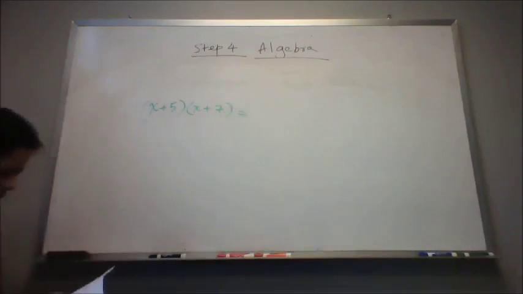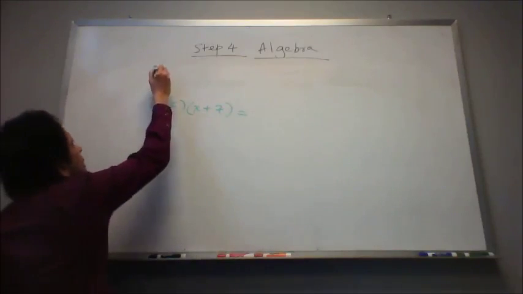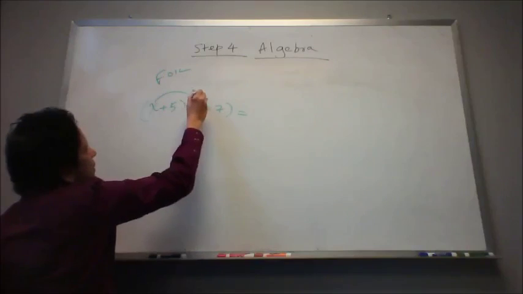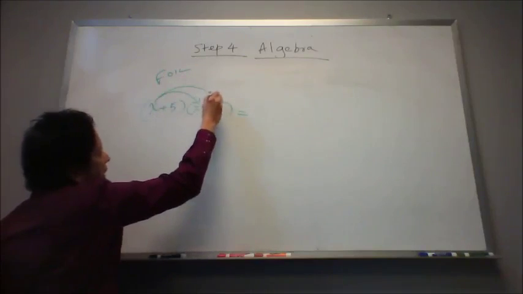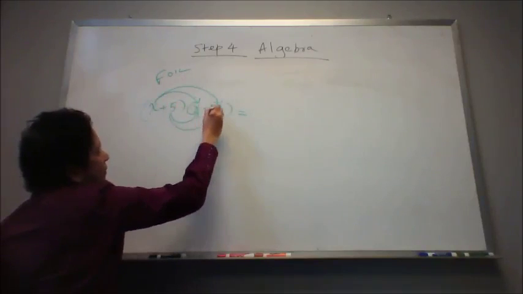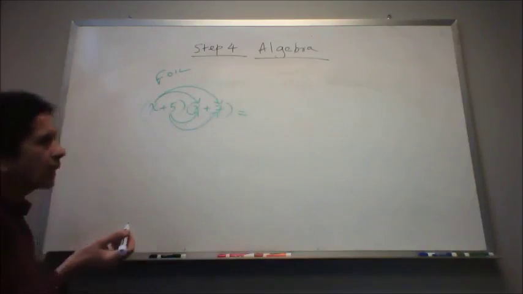Okay. So when you have something like this, you use the FOIL method, right? FOIL. So we know how to do that. So you multiply this first, right? And then you multiply that, the second. And then you multiply this, the third. And then you multiply that, the fourth, right? So that's the FOIL method.